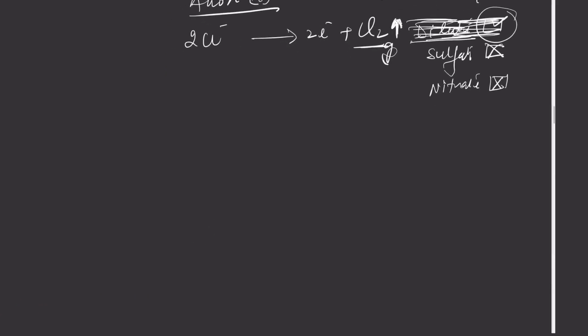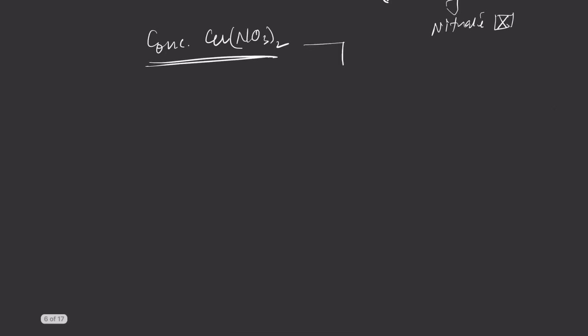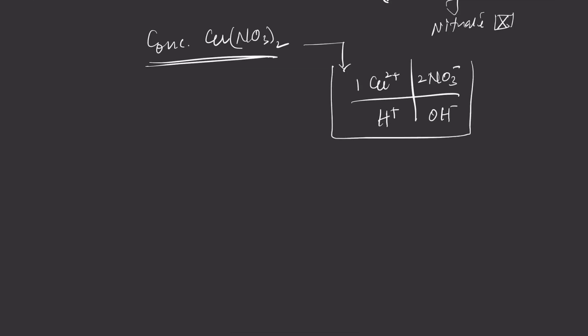Another example, let's suppose concentrated solution of copper nitrate. Once again, our concentrated solution of the copper nitrate will contain Cu2+ ion, NO3- ion, that will be 2 mole with respect to 1 mole of copper ion. The next ones are H+ ion from water and OH- ion from water as well. Once again, I'm going to apply my checklist: dilute, sulfate, and nitrate.